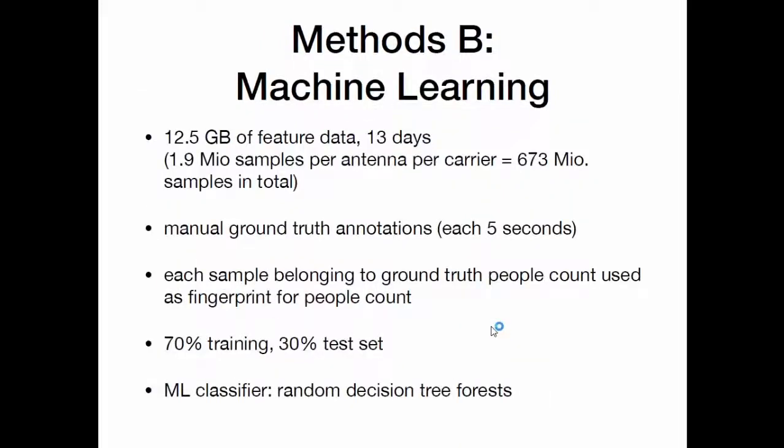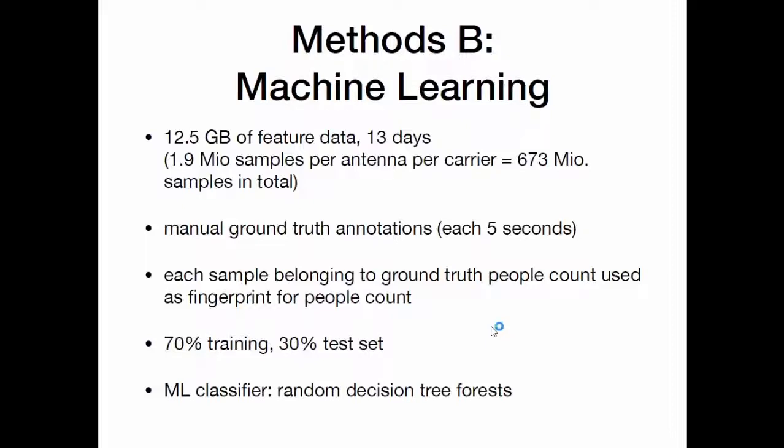Over 13 working days, we gathered 12.5 gigabytes of feature data, which is about 1.9 million samples per antenna per carrier. And the most complex thing is extracting the ground truth annotations. We did this with students who annotated the whole data stream with the ground truth video camera every 5 seconds.